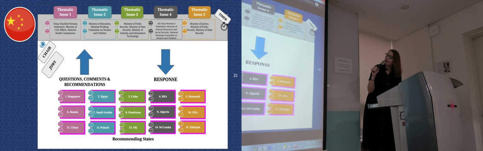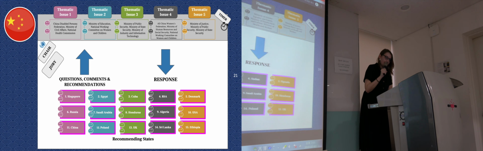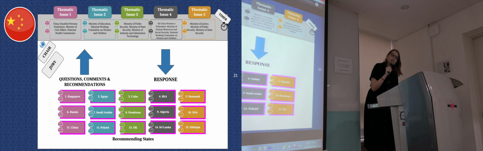So for example, if we look here, we can see that in this instance, Russia has been assigned to talk about the topic of the rights of persons with disabilities. But in the instance before, even though Russia was still a recommending state, their topic was the rights of the child.